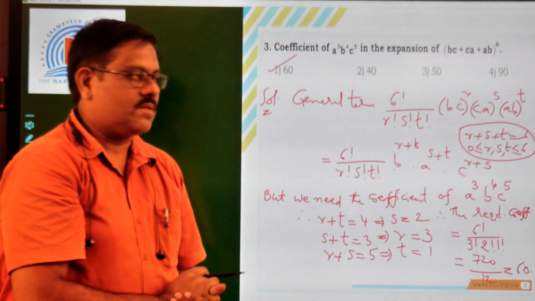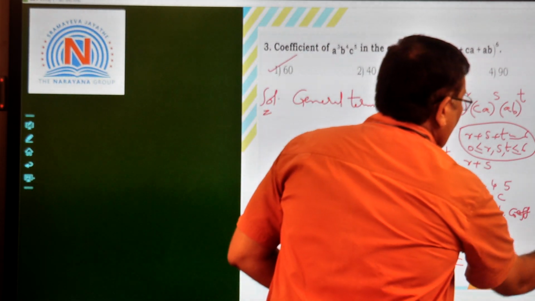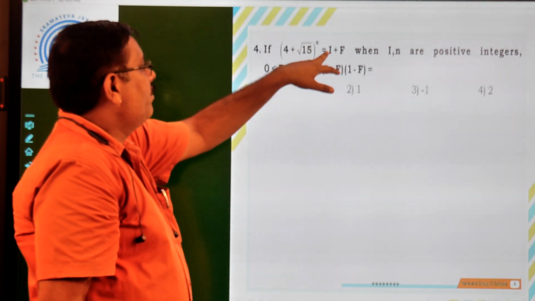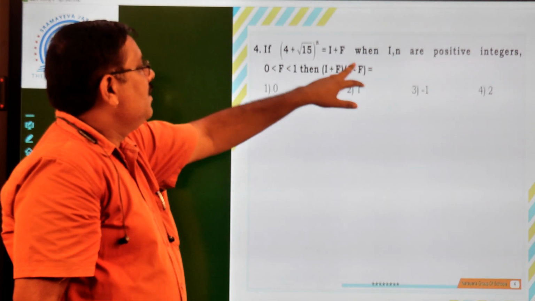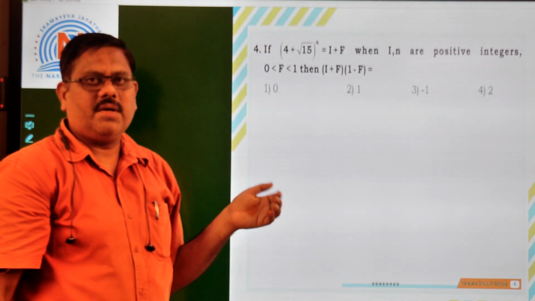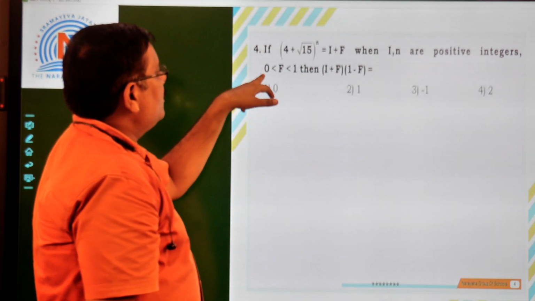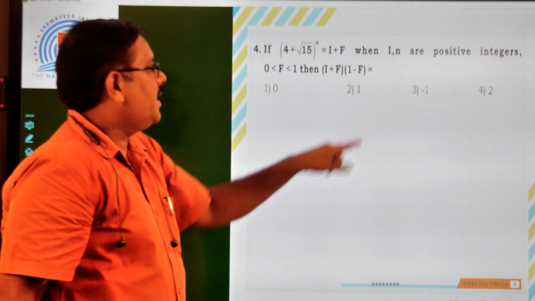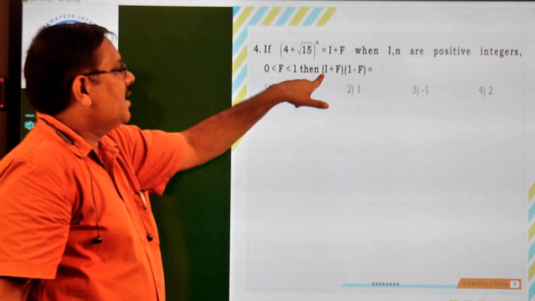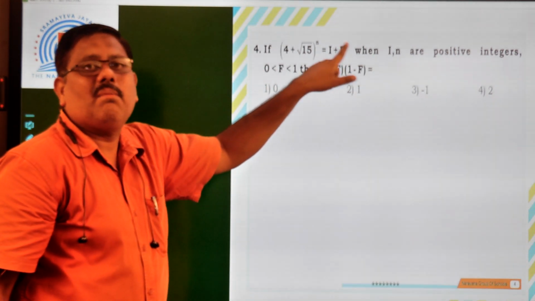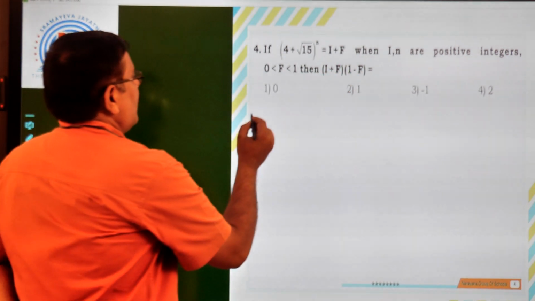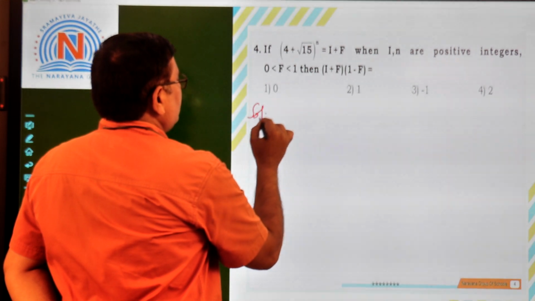Now let us move to the next question, the fourth question. What is it saying? If (4 plus root 15) whole power n is capital I plus f, where I, n are positive integers, otherwise natural numbers, then 0 less than f less than 1. He is saying that the f value is lying between 0 and 1. Then what is the value of (I plus f) into (1 minus f)? It is not I, it is 1 minus f. Fine. Now let us start the solution for this question.